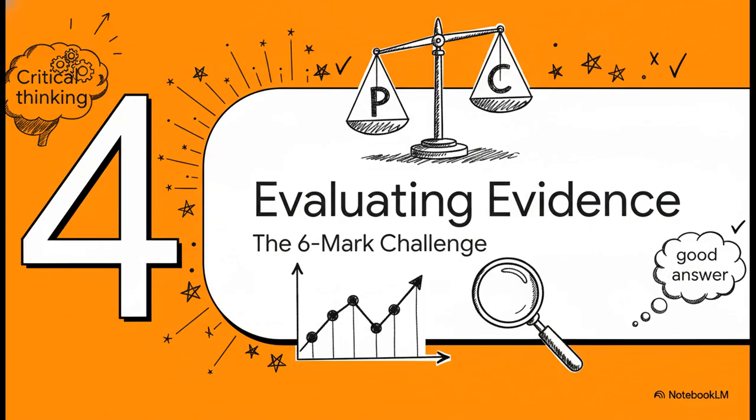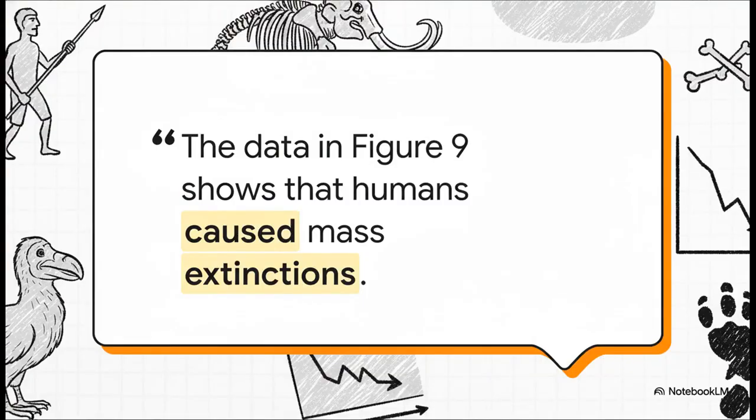All right, deep breaths. It's time for the main event, the big 6-mark evaluation question. This is where it gets tricky. You have to combine data analysis with critical thinking to build a balanced argument. This is what separates a good answer from a truly great one. So, here's the statement from a student that you need to evaluate. The data in Figure 9 shows that humans caused mass extinctions.